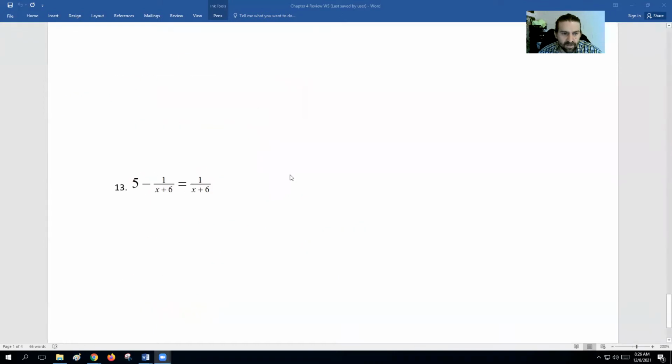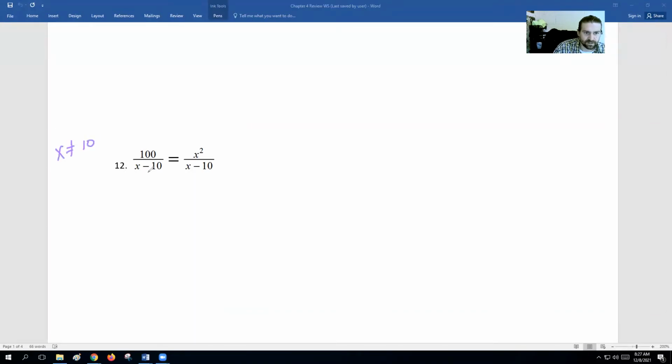All right, keeping this going, only a couple more problems to do here. This next one here, let's talk about the denominator. We could say x cannot equal 10. Also, we look at the denominators, they are the same. So we don't really need to multiply them by anything. They have the same thing. We're just going to set the numerators equal to each other and solve.